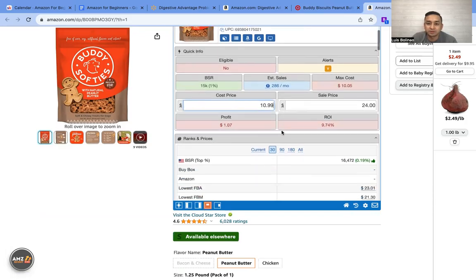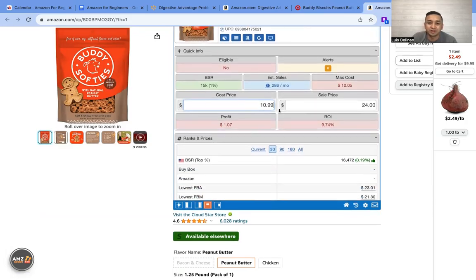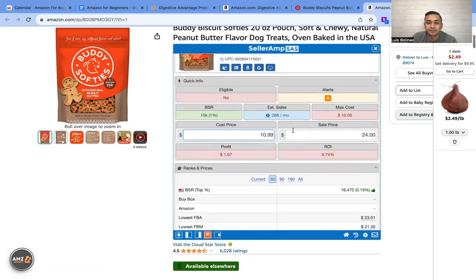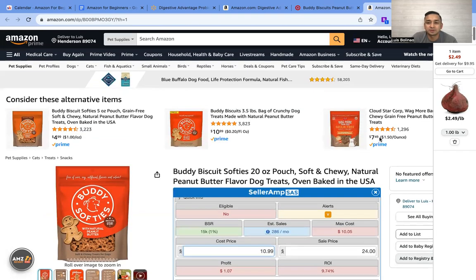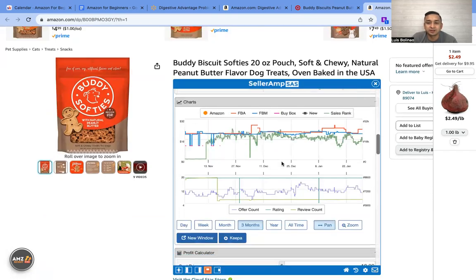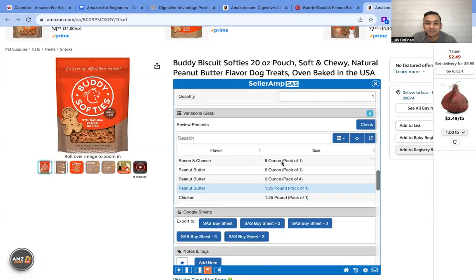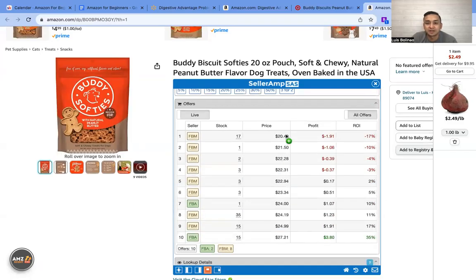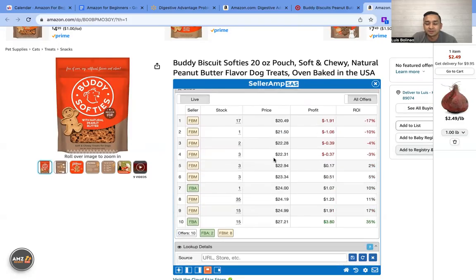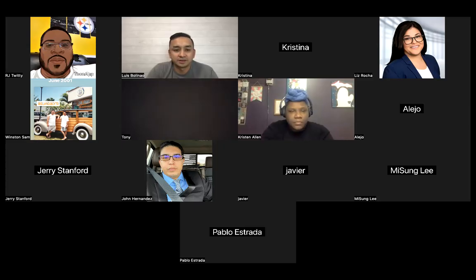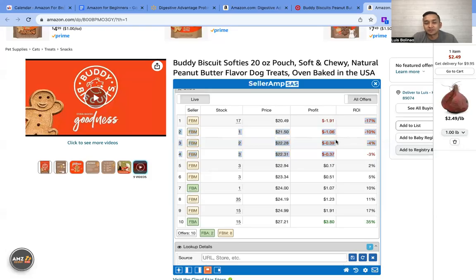So if the ROI is kind of low, I usually look below, and I just look at where their price is at with other sellers. So for this one, it's starting off with a negative ROI, right? You guys see it? Sorry. So for this one, it's a negative ROI, right?